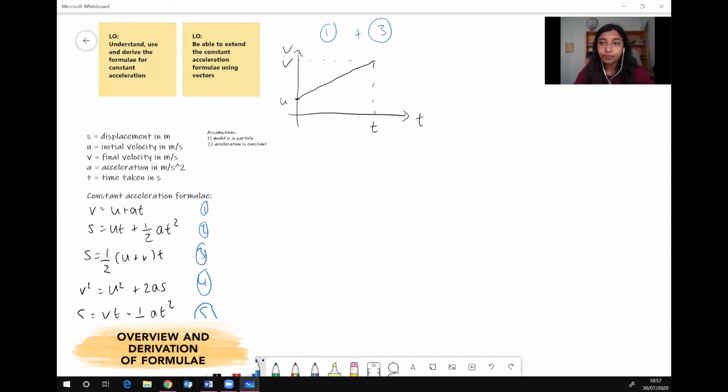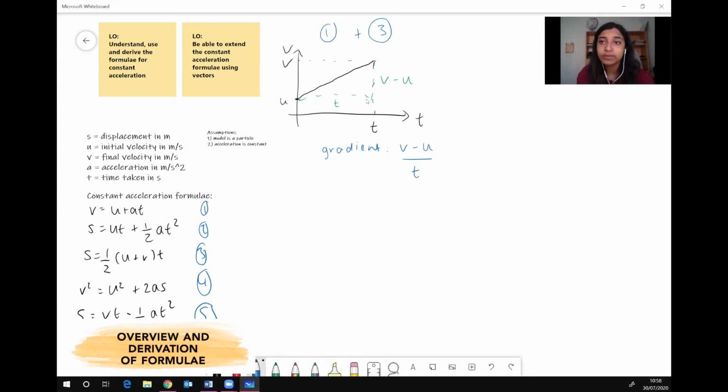So if you remember, the gradient of this line represents our acceleration. So if we first work out the gradient of our straight line, that's just change in y over change in x. So if we draw a triangle like this, just do it in green, this here represents v minus u. That's our change in y, and our change in x, this line here, that's just t. So that means our gradient is just equal to v minus u over t.